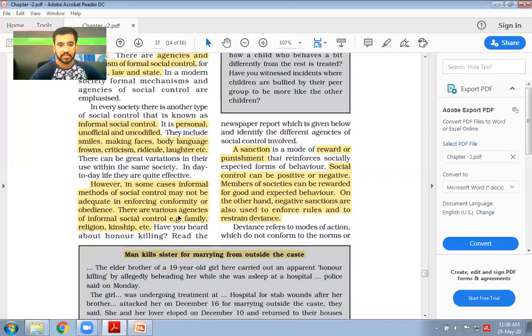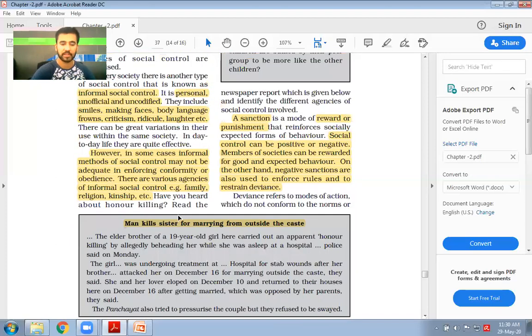Now there is a last topic that you need to understand regarding social control. However, in some cases, informal methods of social control may not be adequate in enforcing conformity or obedience. Sometimes informal social controls are not good enough. Not good enough means they are not as powerful as formal social controls to actually deal with deviant human behavior. Now for criminals, that is why police stations are there, why certain sections of the IPC are there, because we can't deal with them through informal social control, right?